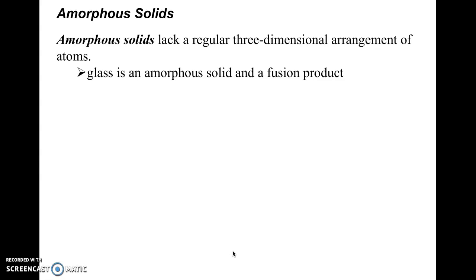Okay, another kind of solid form is an amorphous solid. It doesn't have a regular three-dimensional arrangement, and glass is an amorphous solid. If you visit a home that's extremely old, you'll see that the glass has sort of moved around and looks wavy.